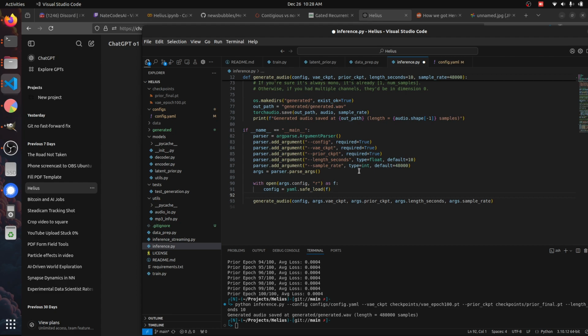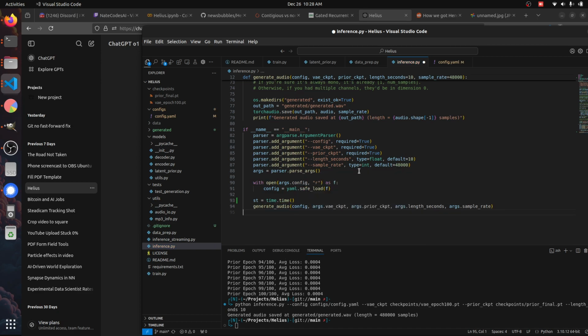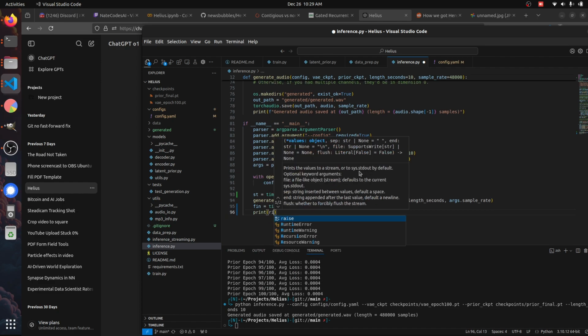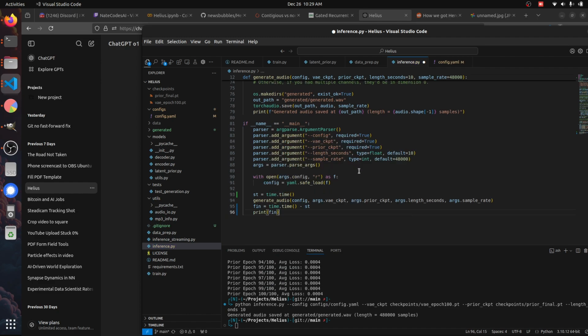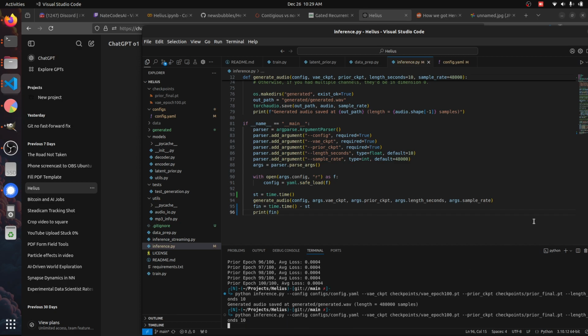We're not going to put this inside of the generate audio function. We're just going to say start equals time, and fin is equal to time minus start. Okay, and print fin. So now we should be able to see how many seconds it took to generate 10 seconds of audio.